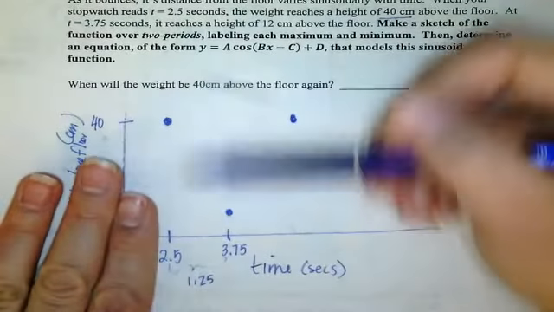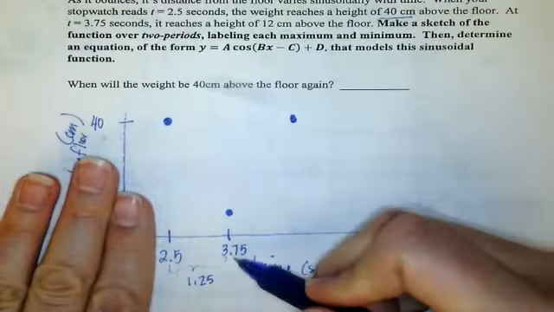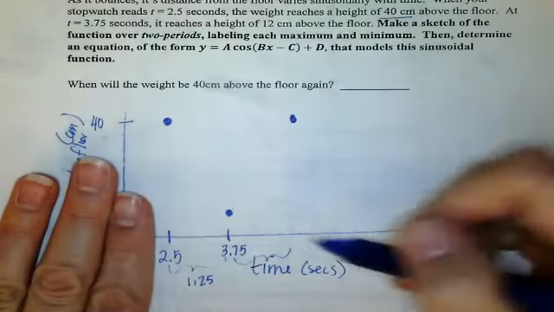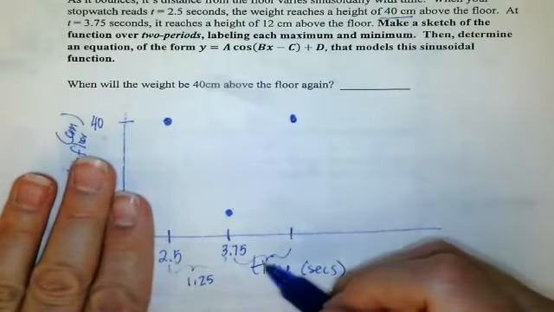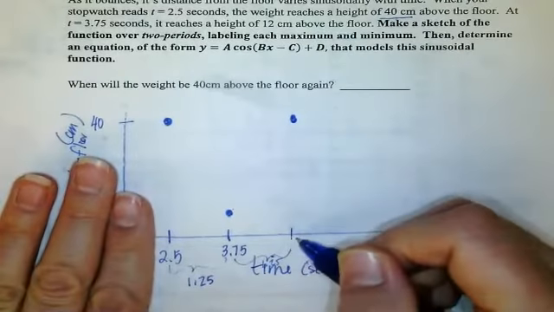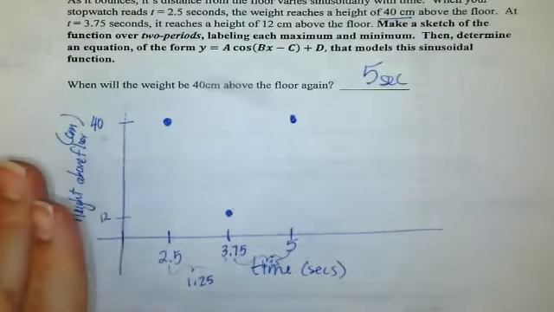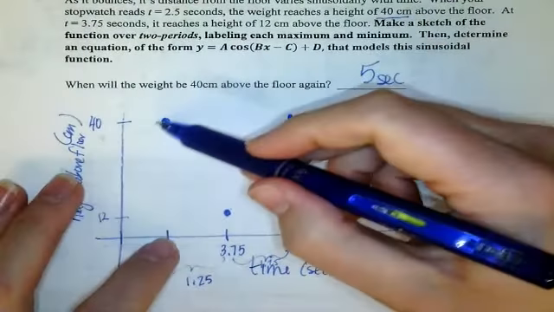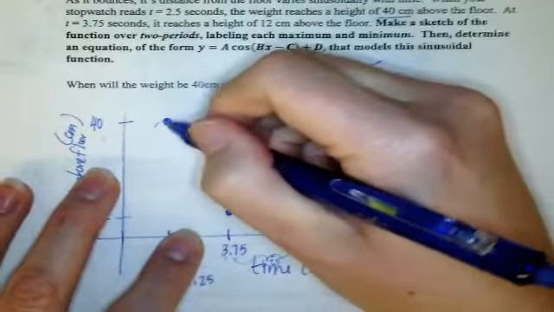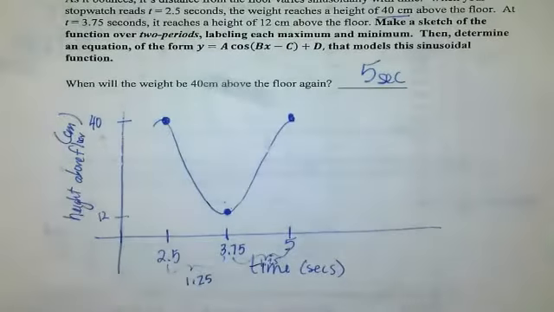Oh, okay. So you're saying that the time it takes to go from the high value to the low value should be the same as from low to high. Does that make sense to you? Yeah. Okay, so if we put on another 1.25 seconds, that's going to put me at 5 seconds. And we just made one beautiful little cosine curve, one period of a cosine function, right?